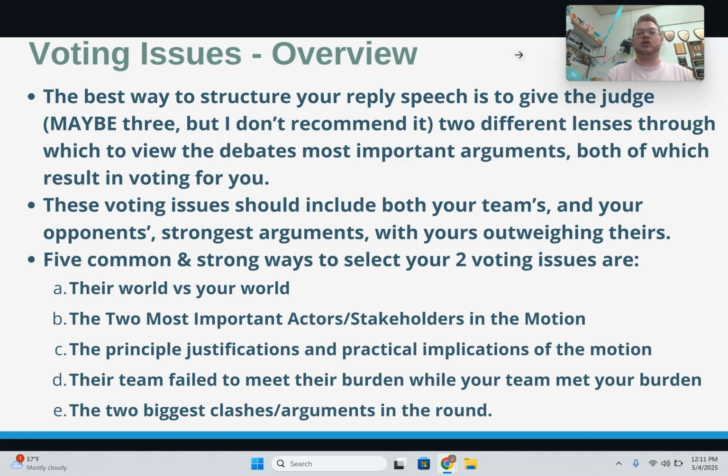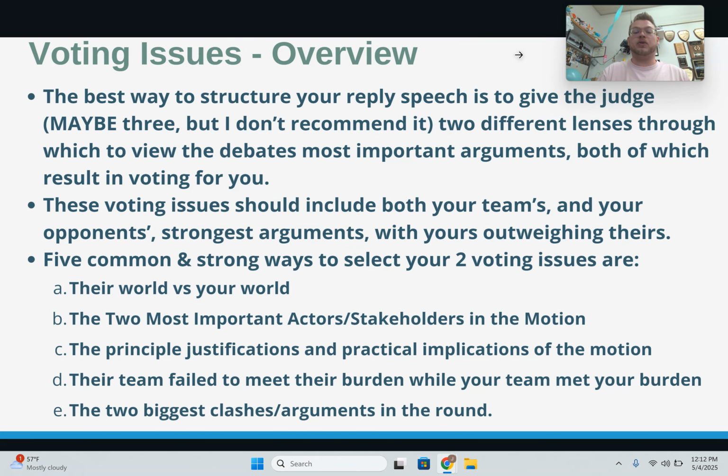These voting issues should include your team's best arguments and your opponent's best arguments, but yours should be better than theirs. The five most common and strong ways to group your voting issues are: look at their world versus your world and explain why their world is bad while your world is good, so the judge should vote for you. The two most important actors or agents taking an action as a result of the motion, or stakeholders or groups of people affected by the actions taken in the motion. So you could do two actors, two stakeholders, or an actor and a stakeholder.